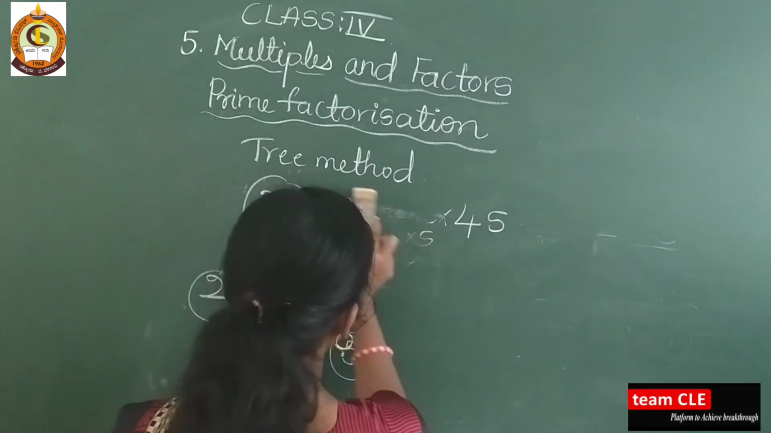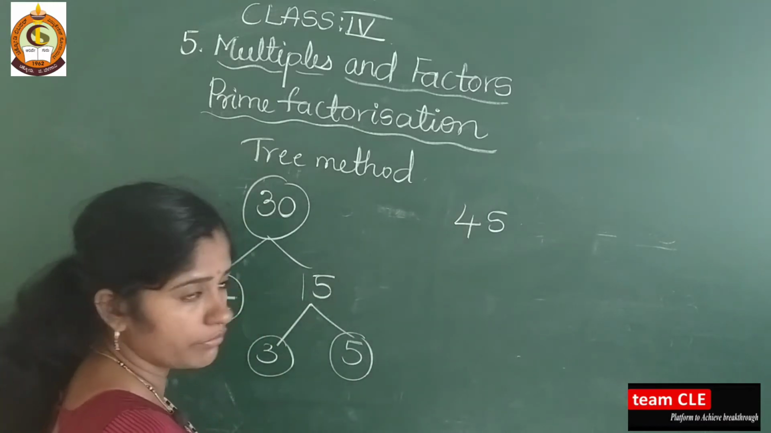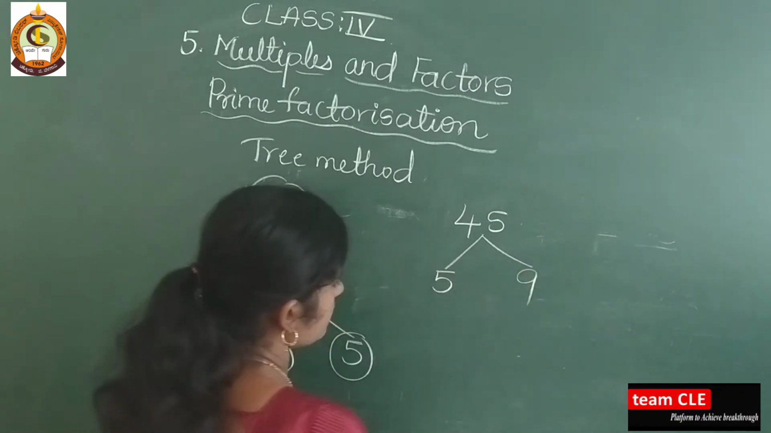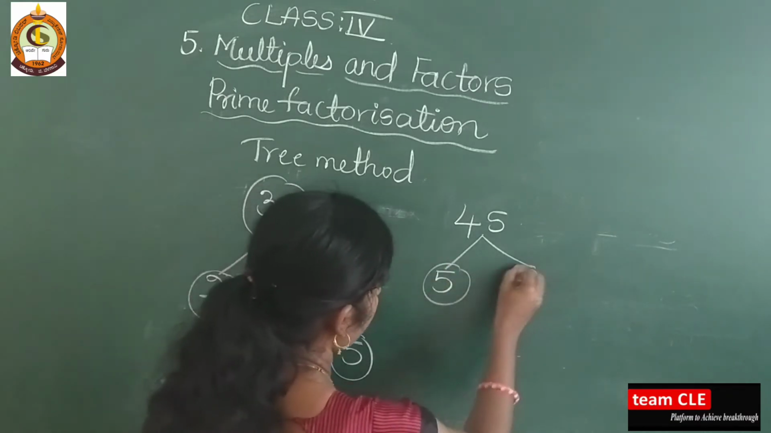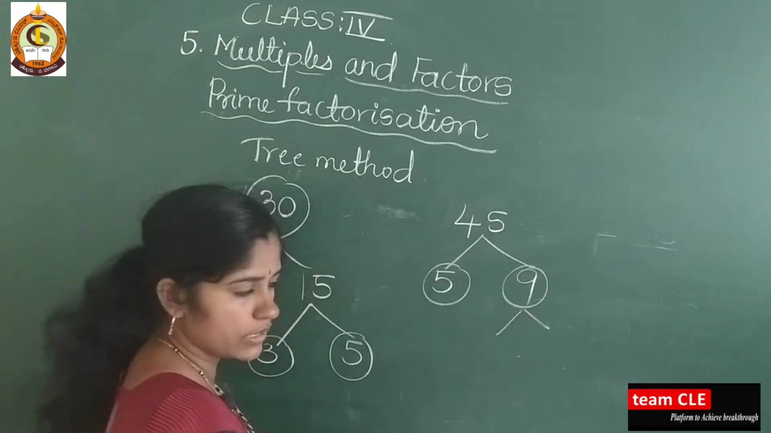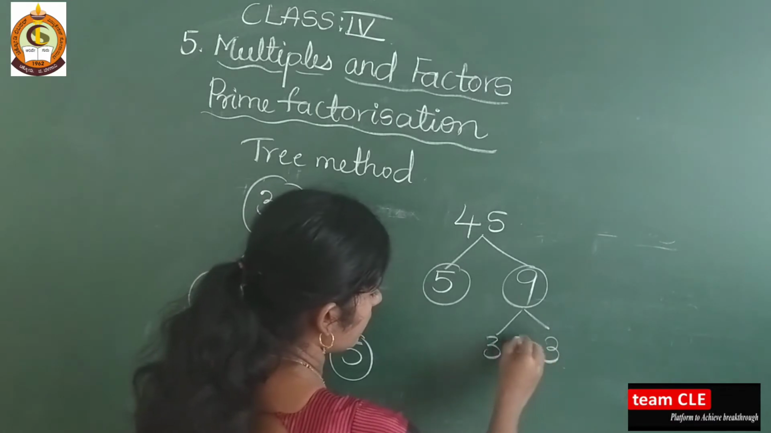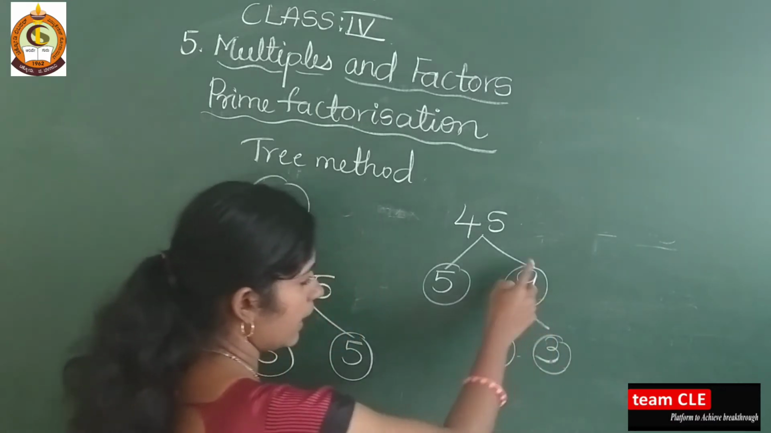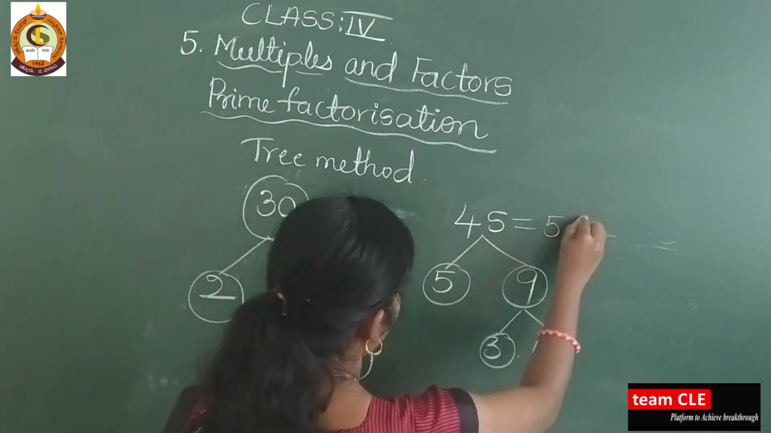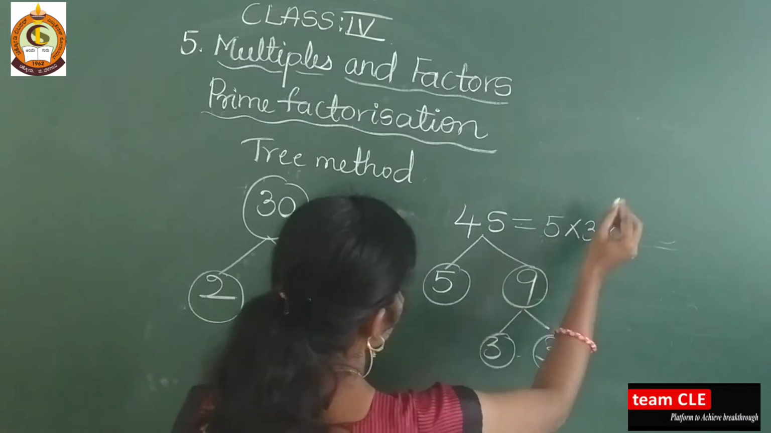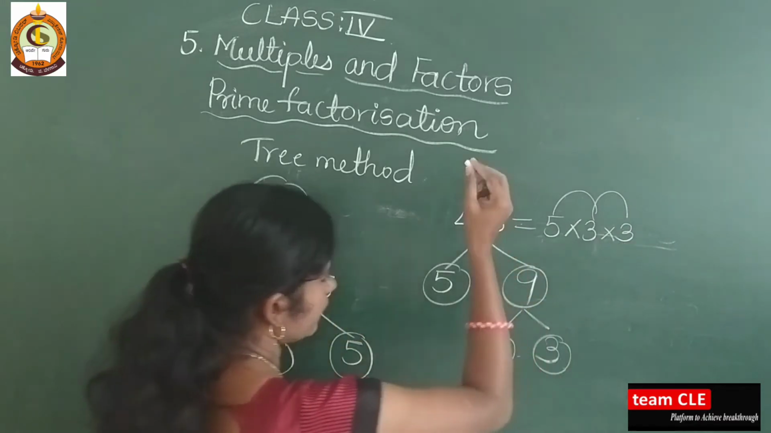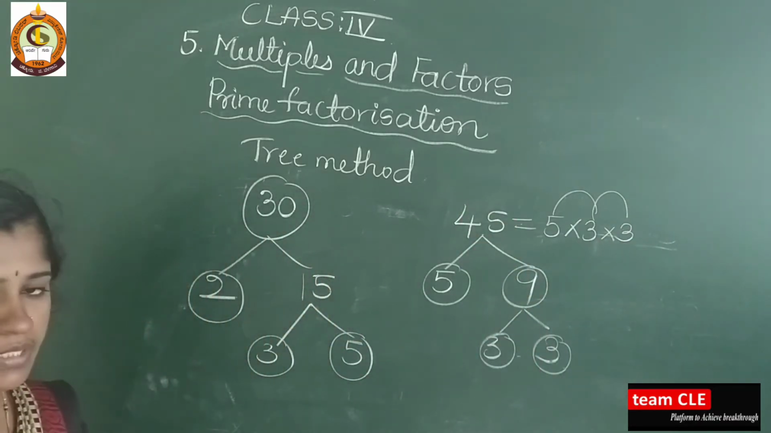Let us move to one more example, and that is 45. Take directly 5 9s are 45. Here I got one prime number. Stop it, 9 is a composite number. Again you divide this as 3 into 3. So 3 3s are 9. Therefore you write 45 is equal to 5 into 3 into 3. Let us check whether it is correct or wrong. 5 3s are 15, 15 3s are 45. So here I got 45 as the answer.